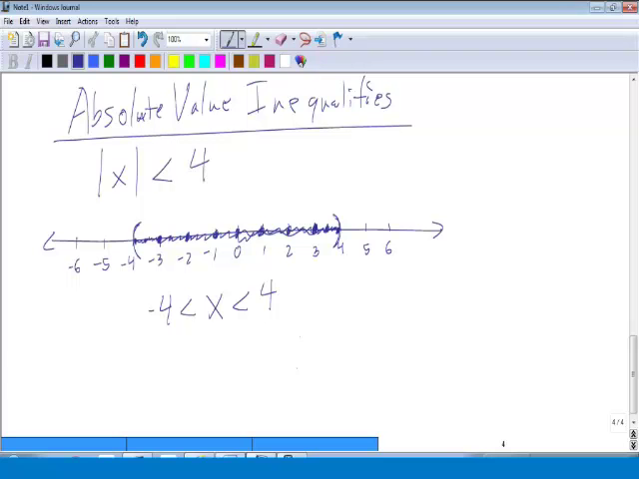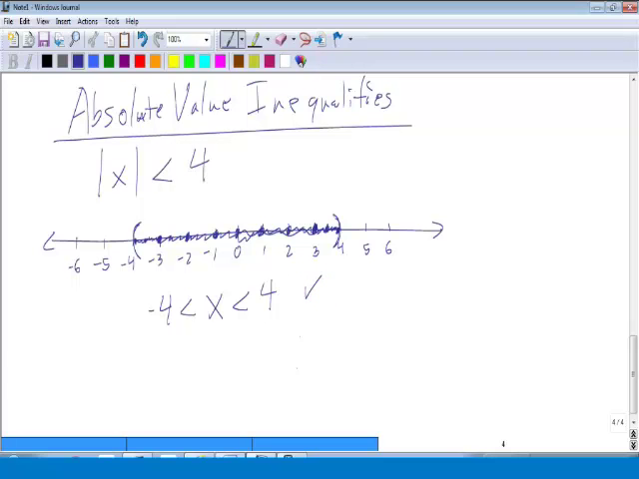X has to be between negative 4 and 4 if it's to have absolute value less than 4, because it's got to be less than 4 units away from 0. So x is between these two numbers. This is the big deal with these absolute value inequalities involving a less than. You want to write it as an equivalent inequality without the absolute value bars. A 3-part inequality is the way to go if it's a less than.